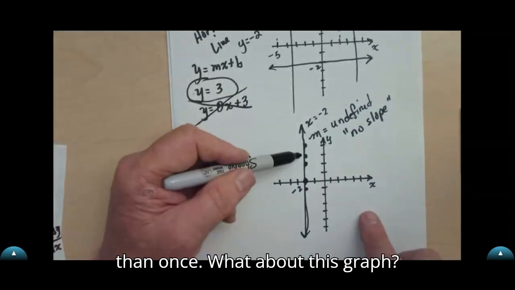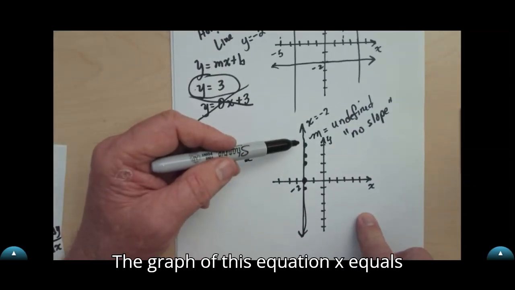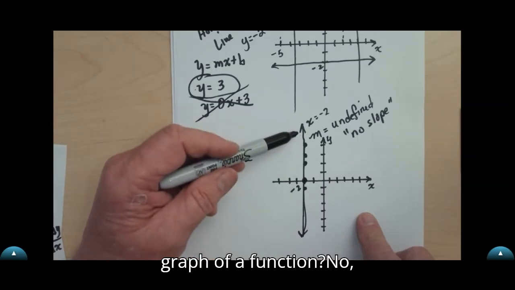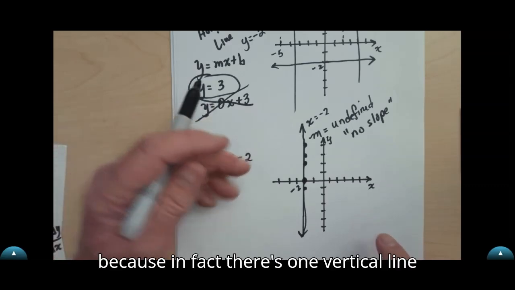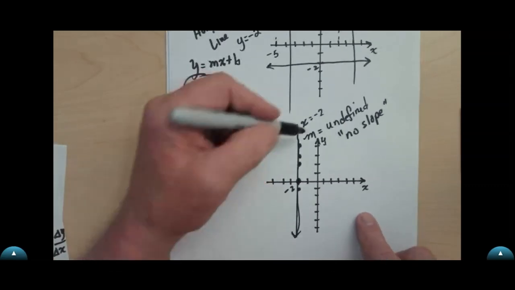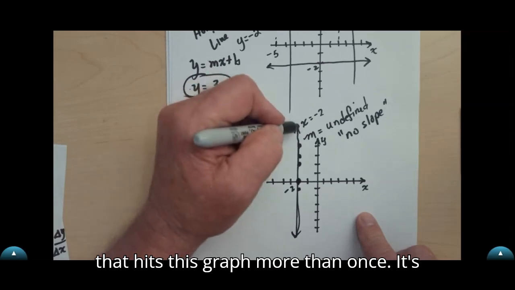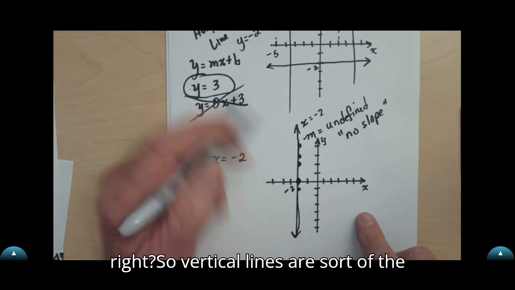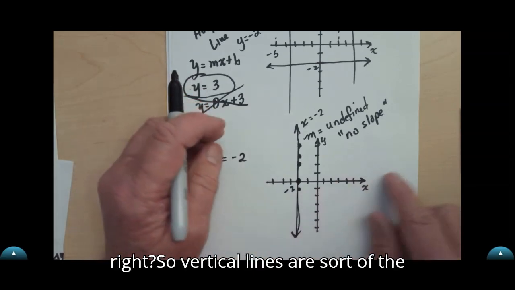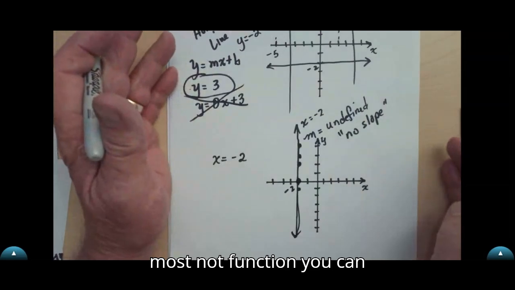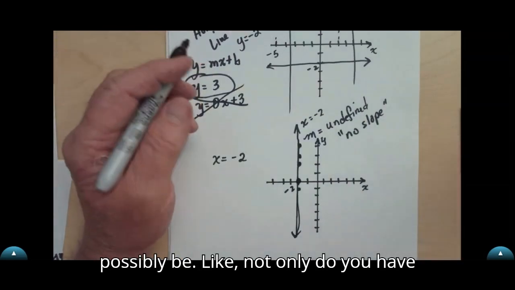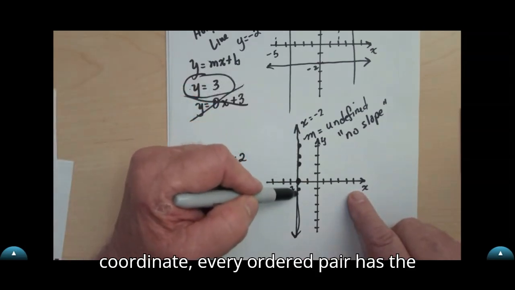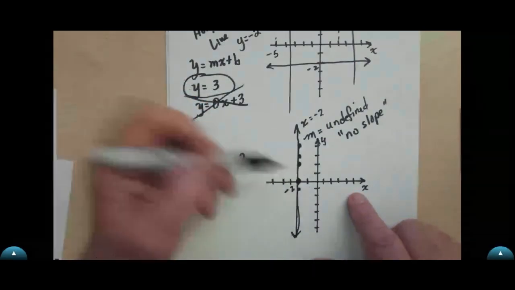What about this graph? The graph of this equation, x equals -2. Is that the graph of a function? No, because in fact, there's one vertical line that hits this graph more than once. It's specifically this vertical line, and it hits it at every single point, right? So vertical lines are sort of the most not function you can possibly be. Not only do you have two ordered pairs with the same first coordinate, every ordered pair has the same first coordinate. Y'all see that?